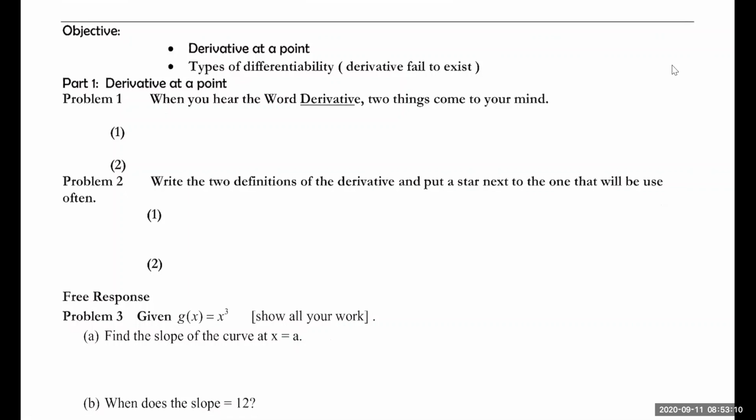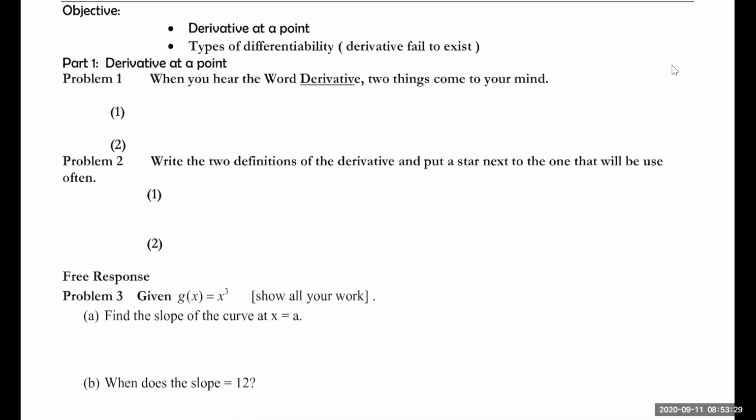Questions. When you hear the word derivative, what two things come to mind from what you saw on the video that you watched last night for homework 3? Any ideas? What do you guys think of when you hear the word derivative? Okay, good. And it should be slope of tangent line.